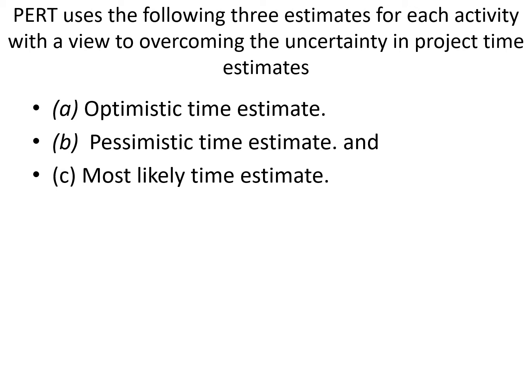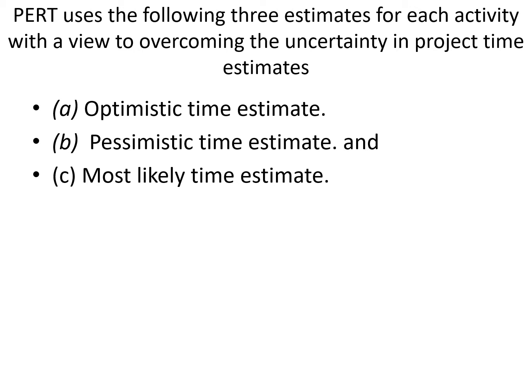PERT was developed by the US Navy in the 1950s during the Cold War and is intended for large projects, which could be complex, and require a series of sequential tasks performed in parallel and with other projects. PERT planning usually involves the following steps: task identification, then task sequencing, then network diagramming, then time estimating.